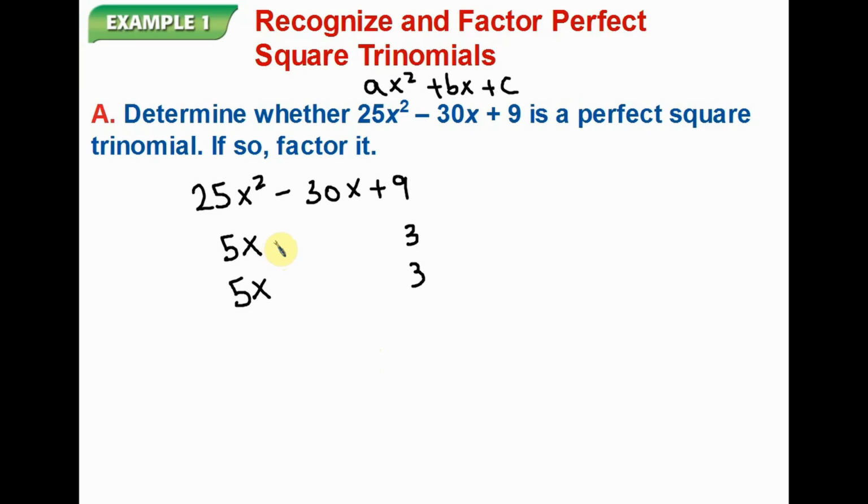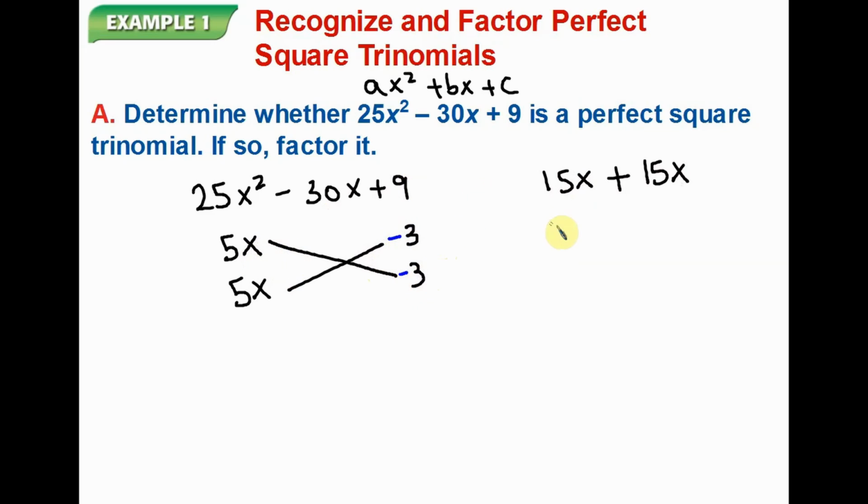Now you're going to cross multiply from your a to c. 5x times 3 is 15x. And since they are identical, 5x times another 3 will also be 15x. When you add them, you have to get the b value. In this case, you got positive 30x where I need negative 30x. Since my number is very close, I'm going to change the sign simply by putting negatives on the 3's, because negative 3 times negative 3 will still be positive 9.